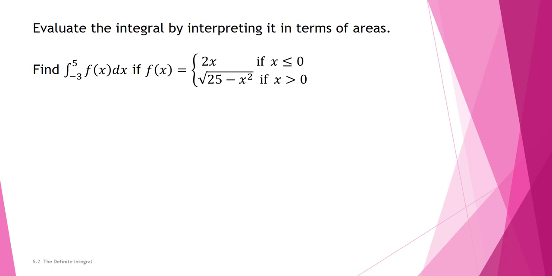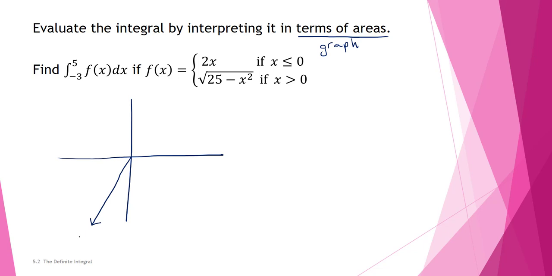When I'm reading this, it says to interpret in terms of areas. So that means that we're going to want to graph this function and look at the graph. For x less than or equal to 0, my line is y equals 2x. Okay, so y equals 2x.